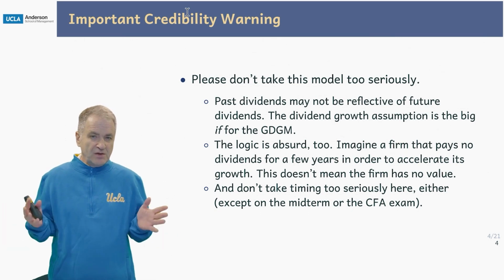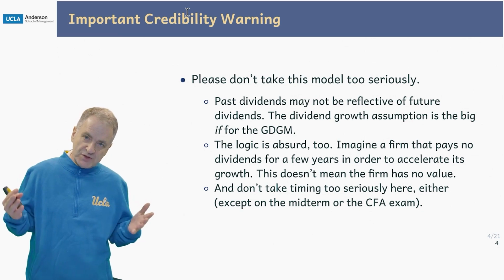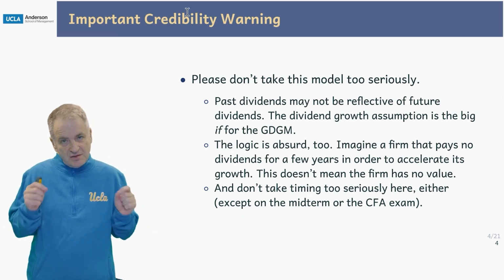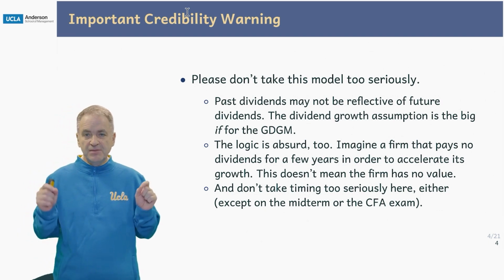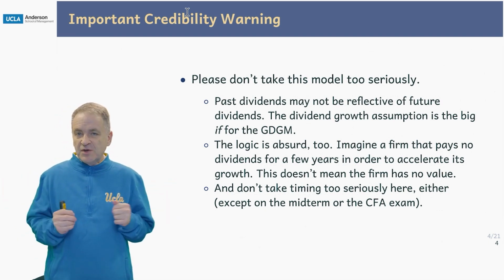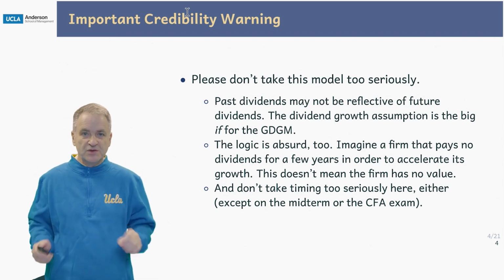And by the way, also don't take the timing too seriously here. I know the growing perpetuity formula says it has to be the exact number. On the midterm, on the CFA exam, yes, you worry about timing. In the real world, the rest of the model is so absurd, don't worry about this one little absurd hook.